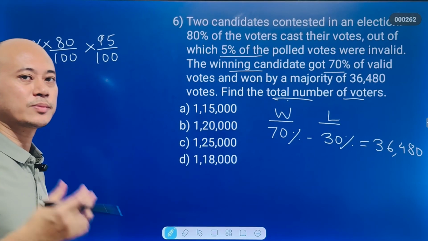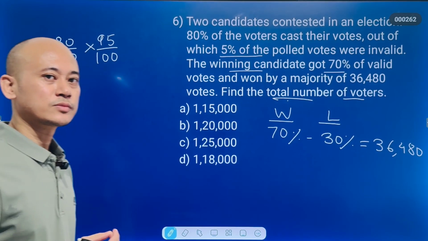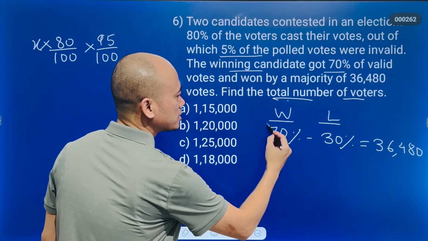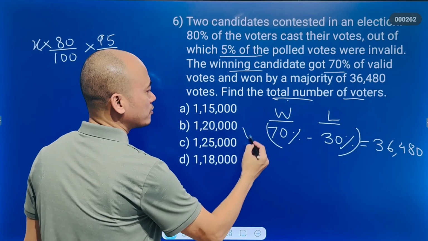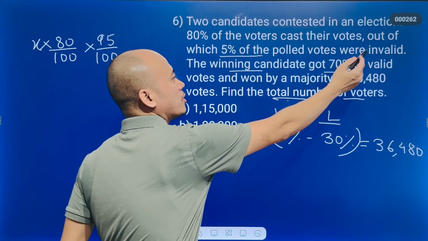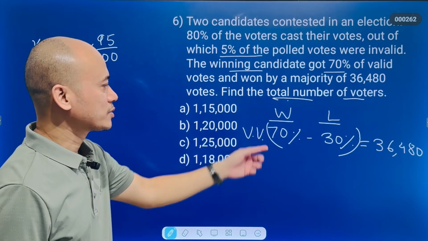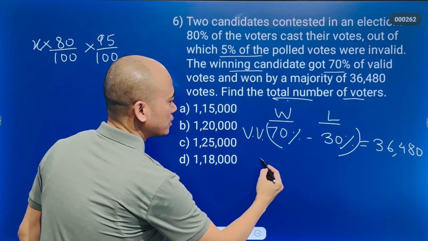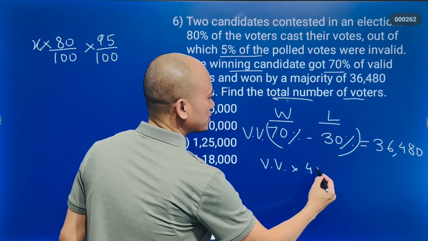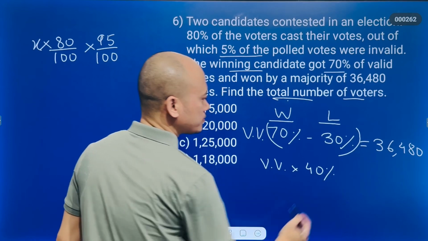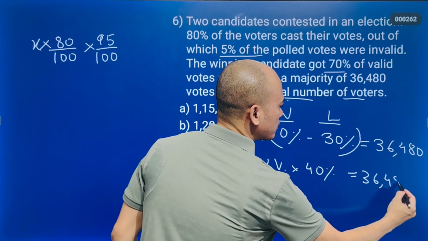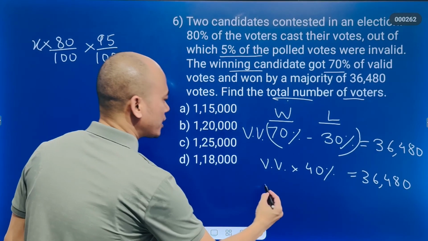Valid votes. We will count based on the valid votes. So, this percentage is of valid votes, because invalid votes will not be counted. So, this is of the valid votes. Valid votes 70 minus 30, 40%. So, 40% is equal to 36,480. So, valid votes will be how much?